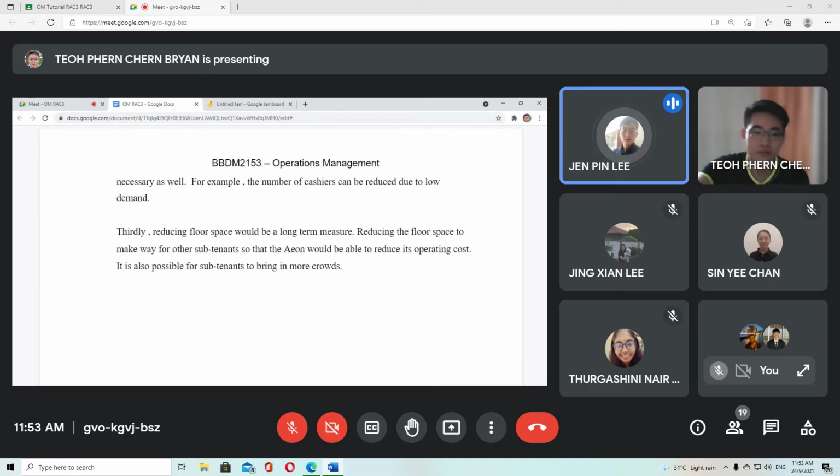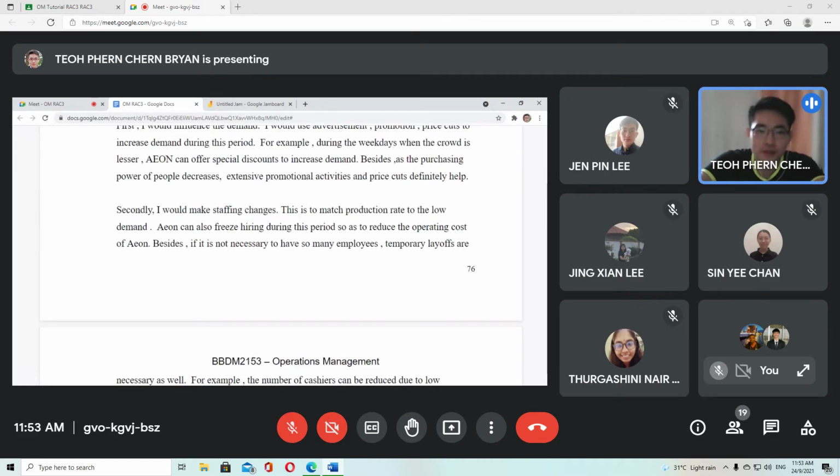And thirdly, reducing floor space would be a long-term measure. Reducing the floor space to make sure it is also possible for subtenants to bring in more crowds. Okay. So this one small question, right?